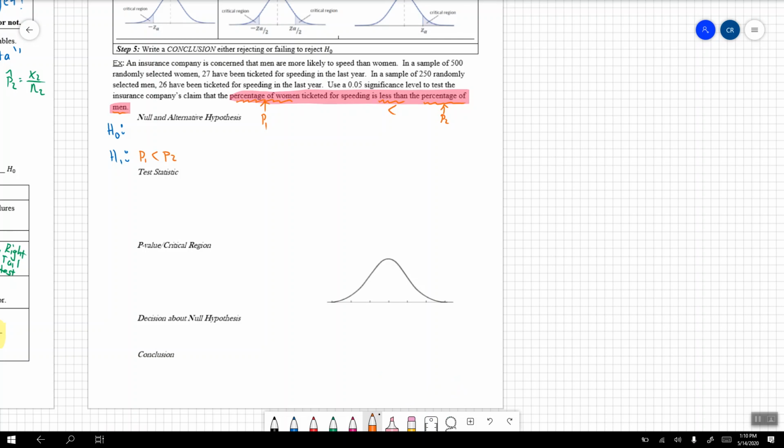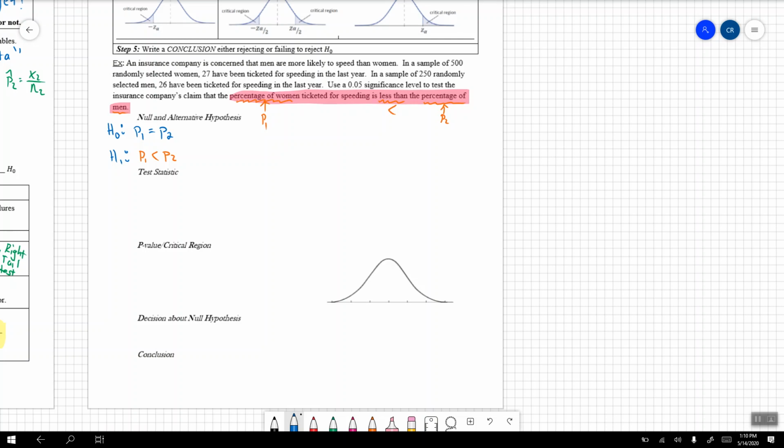Now, English, as a translation here, says that the percentage of women will be less than the percentage of men in this particular case. So what is our null hypothesis? Well, the null hypothesis always stays exactly the same: P1 must be equal to P2. Again, we're trying to refute this specific hypothesis. We're trying to find if there's anything different within the data that is given to us. All right, so null and alternative, done. We're good with that.